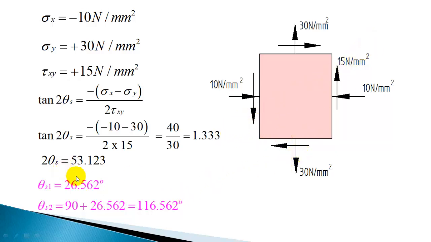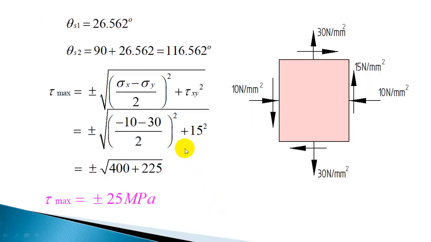So there are two planes, and now to find out the stresses, you can substitute these angles in the shear stress equation. These two angles you can substitute in the shear stress equation, and you can find out the maximum shear stresses. Or you can directly use the equation which you have found out.